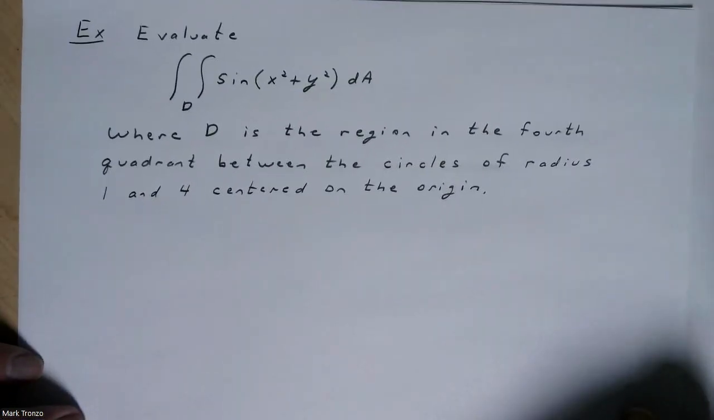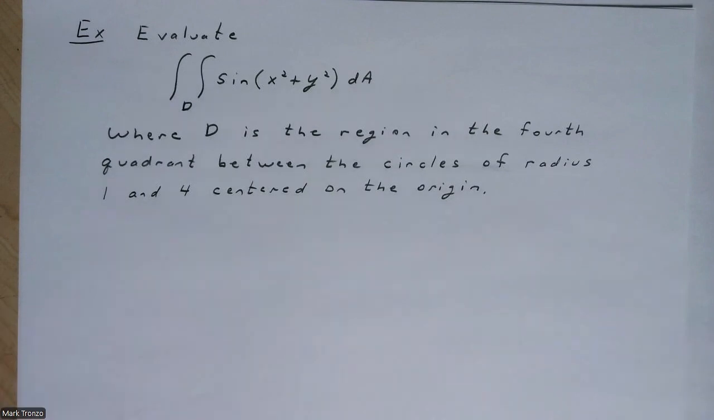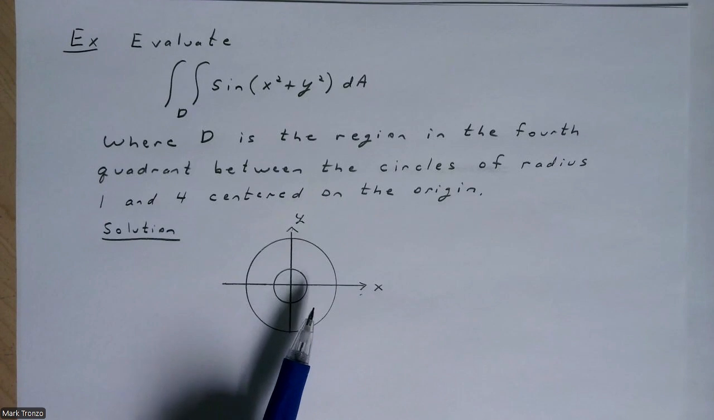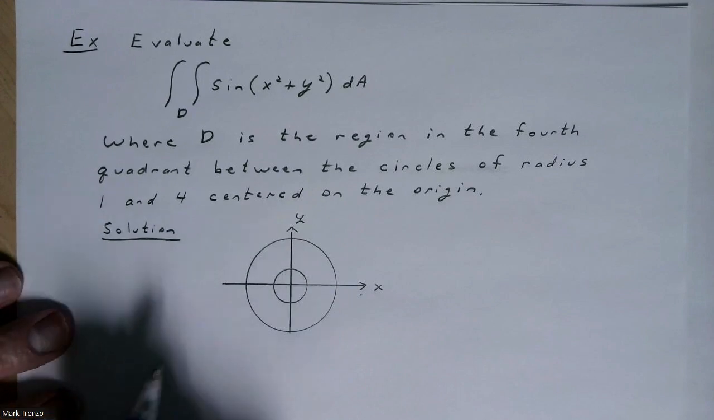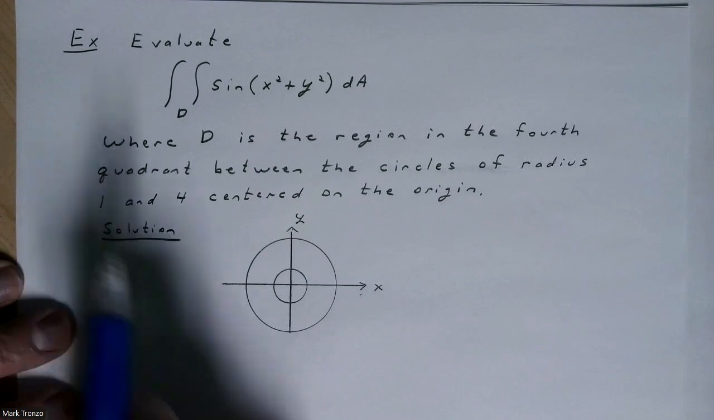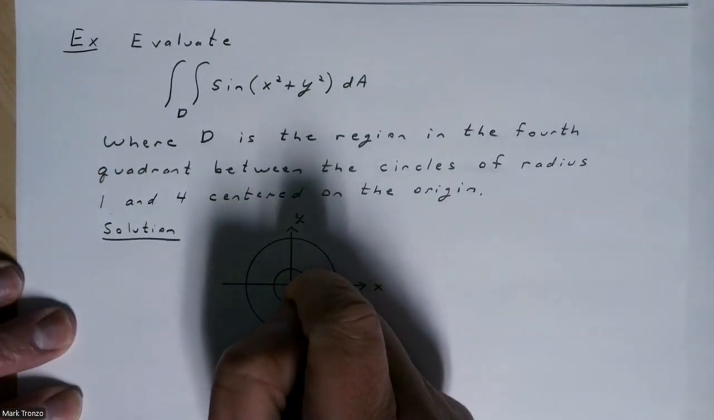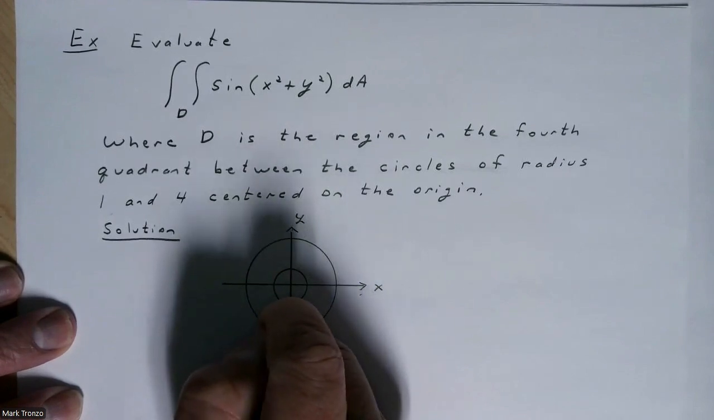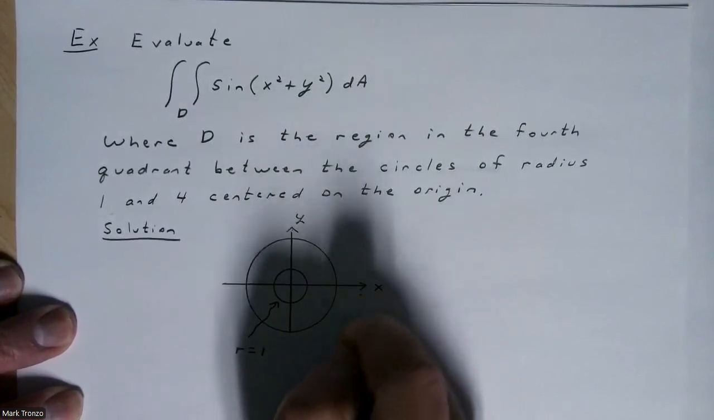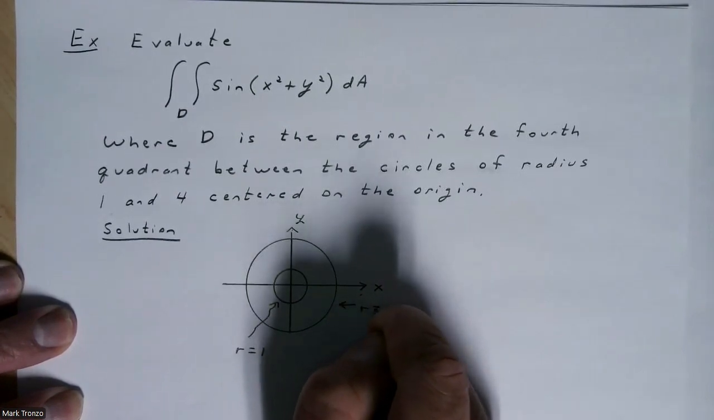And next, let's take a look at this problem. Evaluate this double integral, where D is the region, the fourth quadrant between the circles of radius 1 and 4, centered on the origin. So I drew a couple circles of approximately radius 1 and radius 4. And remember, in polar coordinates, a circle centered on the origin of radius 1 has the equation r equal 1. So for this inner one here, r equal 1. And for the outer circle, it'll be r equal 4.